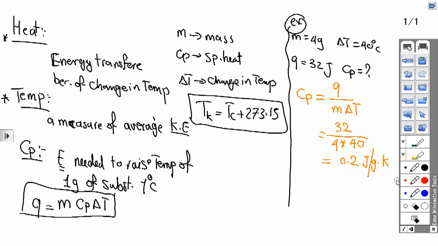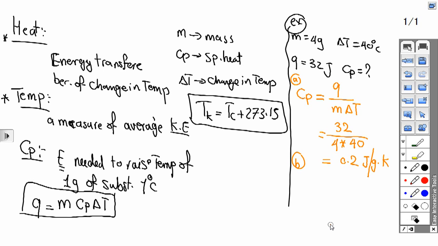But the specific heat capacity for each substance is constant. It doesn't change. For example, 4.18 for water and so on. In this example, this is A. B: calculate the Q, or the heat, for the same sample if the change in temperature becomes 30. If delta T becomes 30, what is the amount of heat?